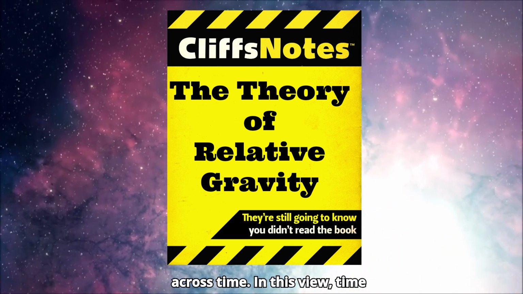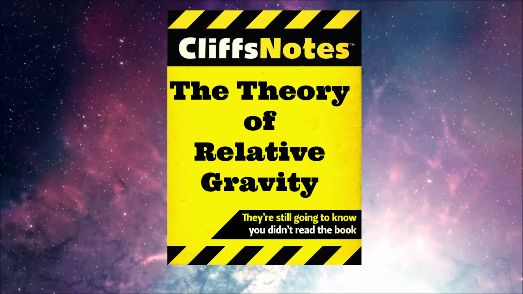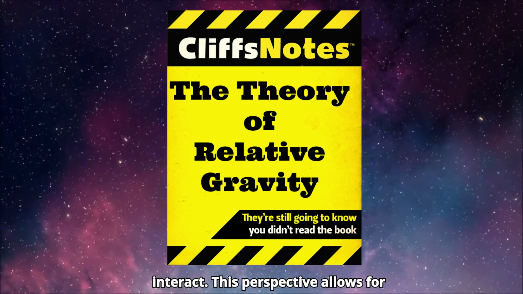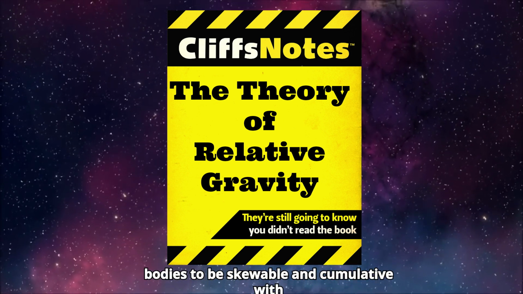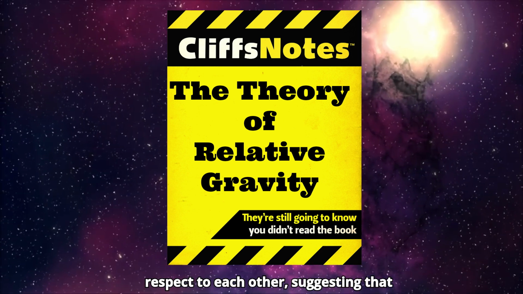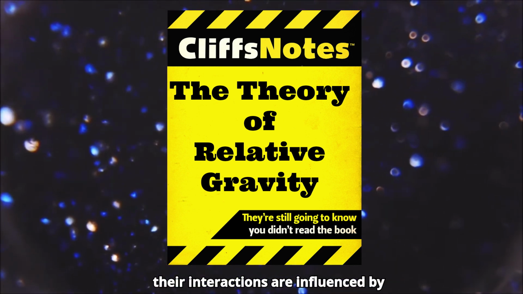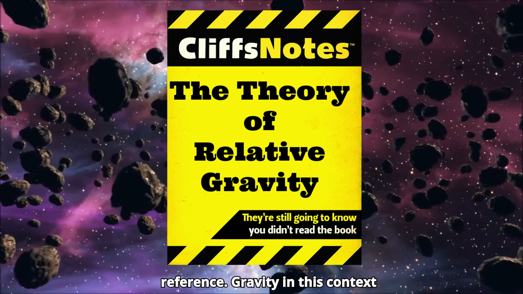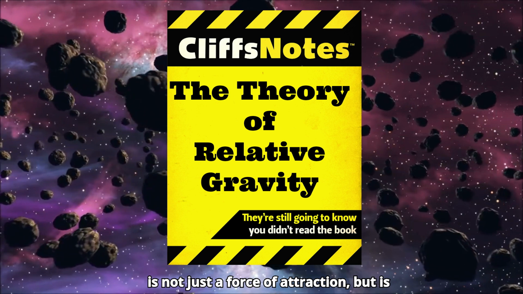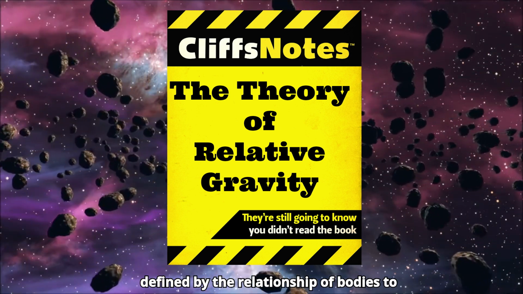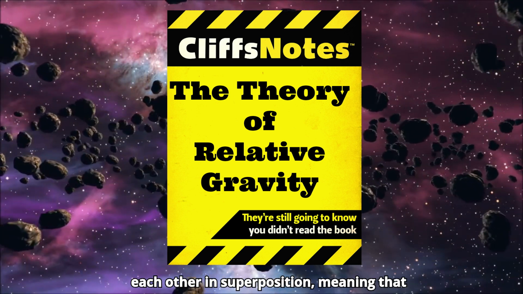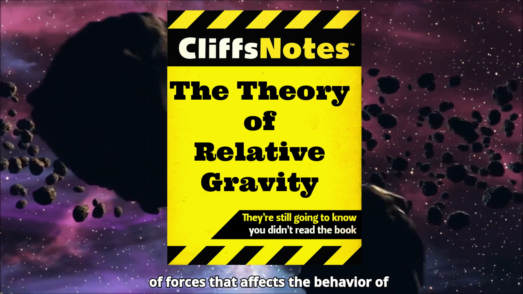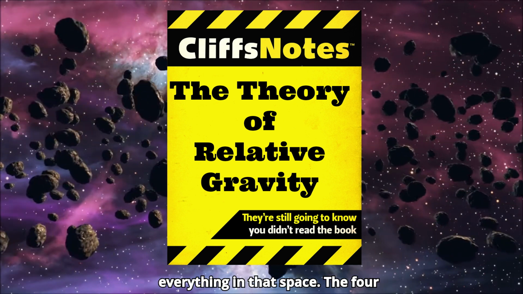In this view, time itself is a dynamic, derivative property. Time can produce other time, further influencing how forces and particles interact. This perspective allows for bodies to be skewable and cumulative with respect to each other, suggesting that their interactions are influenced by their relative positions and frames of reference. Gravity, in this context, is not just a force of attraction, but is defined by the relationship of bodies to each other in superposition, meaning that the influence of one body can overlap with another, creating a complex network of forces that affects the behavior of everything in that space.